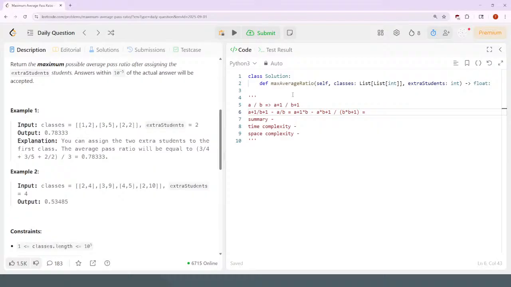I'm kind of ignoring parentheses. So if I distribute, it'd be AB plus B minus AB minus A, all over the denominator, B times (B plus 1). So it'd be B minus A over B times (B plus 1).